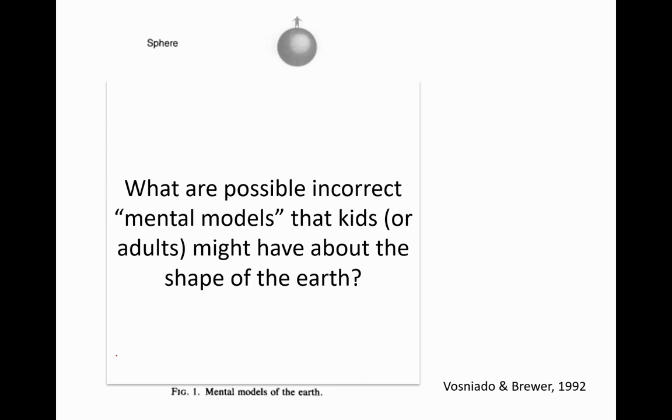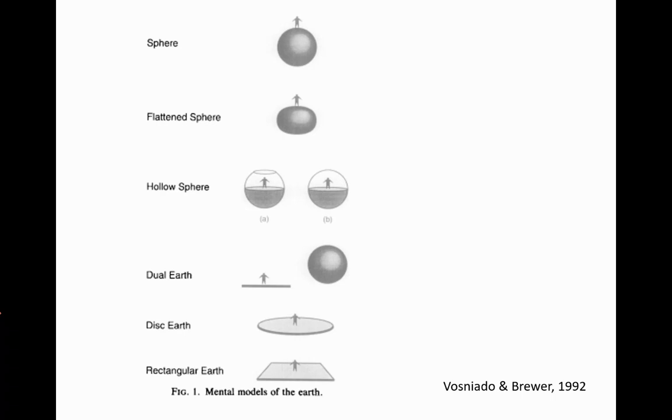kids to draw the Earth, and essentially they were giving them ways of telling the adult interviewer what do you think the shape of the Earth is? What is your mental model of the Earth? And they came up with all these different categories that described children's ways. Of course, we want them to be thinking of the Earth like a sphere.